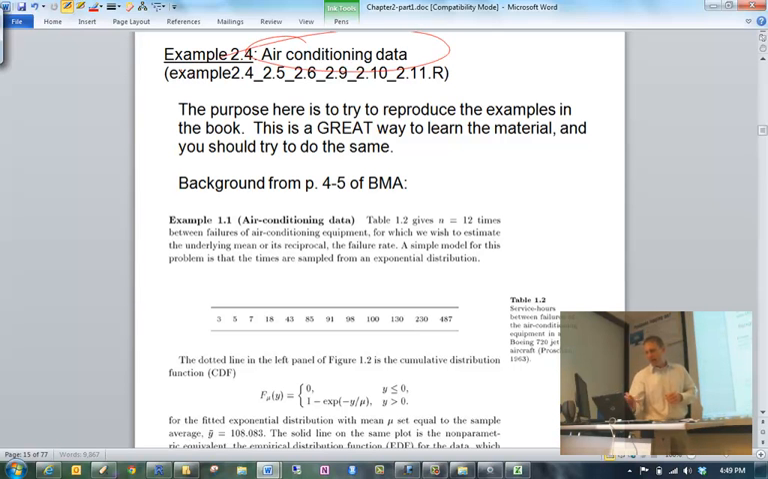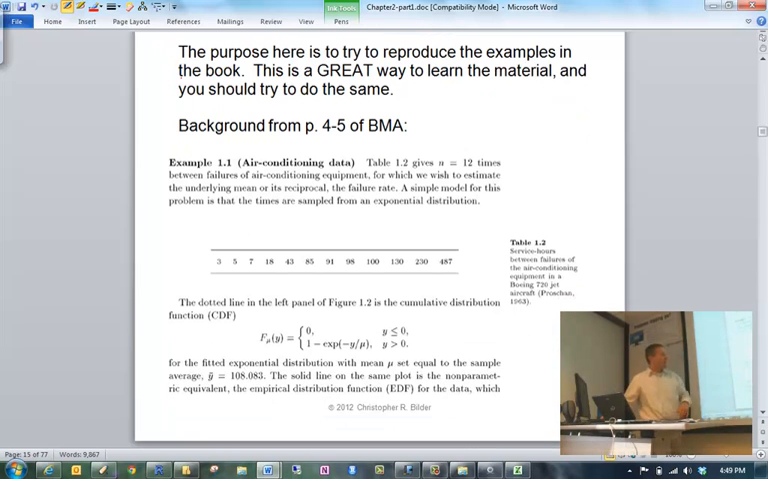This is what's called the air conditioning data in the book. And if you don't have your book with you today, fortunately I have this here in the notes. What we have here is just simply some failure times. So this is something that you would see in the survival analysis class or the reliability analysis class. And we have failure times of air conditioners on airplanes. So 3 hours, 5 hours, those poor people on the airplane, 487 hours.